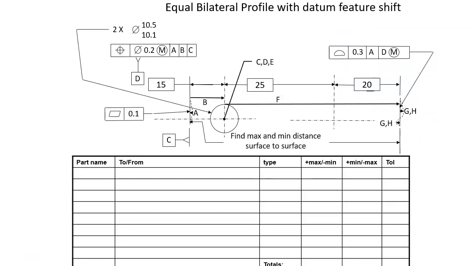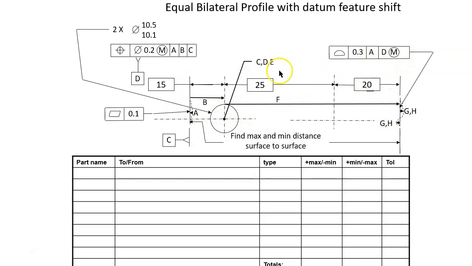Now let's look at equal bilateral profile with datum feature shift, because this can happen. Remember, profile will never have bonus tolerance, but it can have datum feature shift. It has datum feature shift in this kind of situation where you have profile with the datum feature referencing max material boundary.